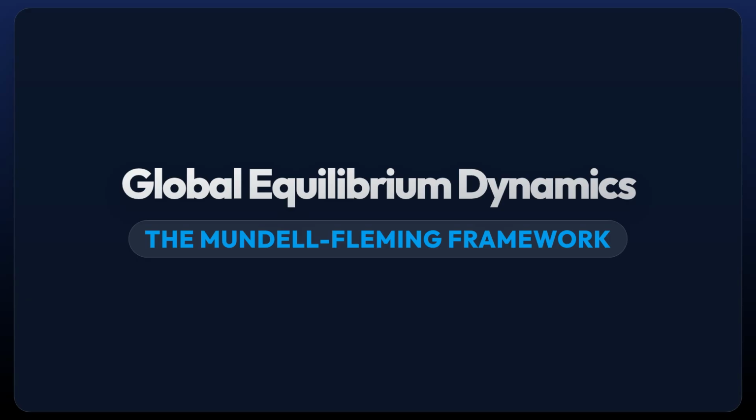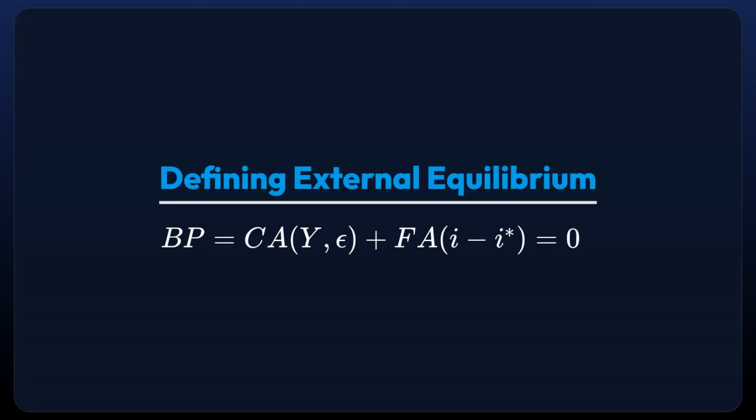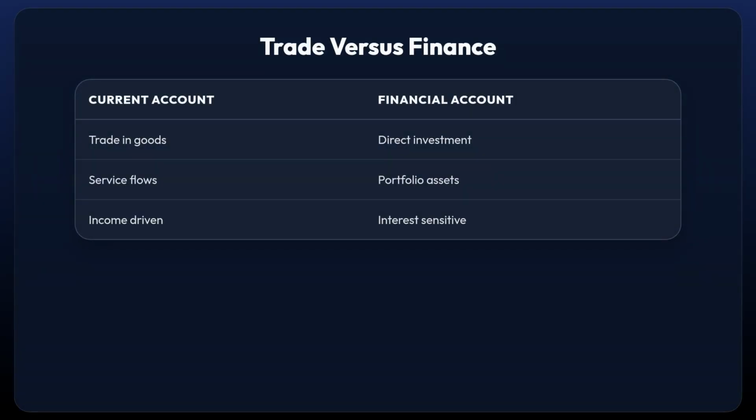of external equilibrium. The BP equation defines the state of external equilibrium. While the balance of payments always sums to zero in accounting terms, the BP equals zero condition is a specific economic state. It occurs when the current account and the financial account balance each other out perfectly, meaning the central bank does not need to intervene by using its official foreign exchange reserves. For example, if a surge in imports creates a deficit, it must be offset by a voluntary inflow of foreign investment. We distinguish between these two flows based on what drives them.